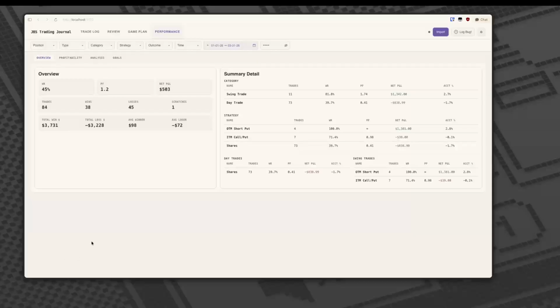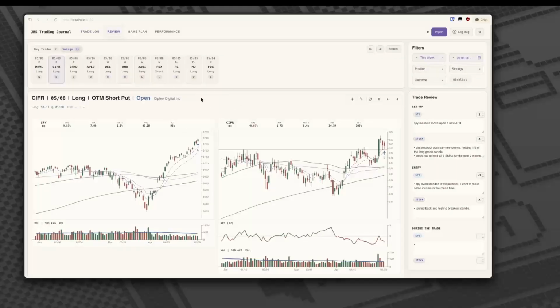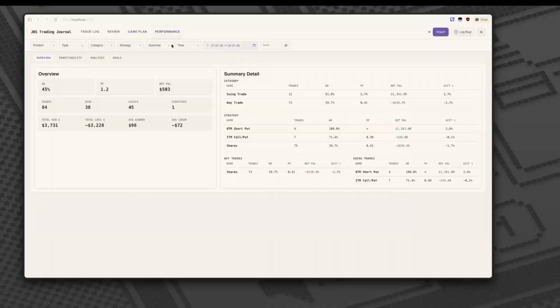Before I get started, I've set it up for all the tabs that I need. I have all my trades for the last quarter over here. I have this review tab, which is me doing a review of the charts, and I can mark charts and look at stuff and make notes and comments. This is for organizing all my game plans for the week. And this performance tab is a general overview, and I can filter by all these different time periods and so on. So that's the general layout as I go through it.